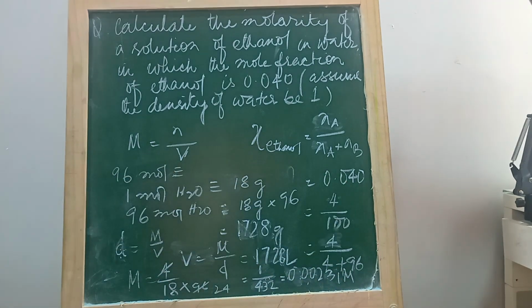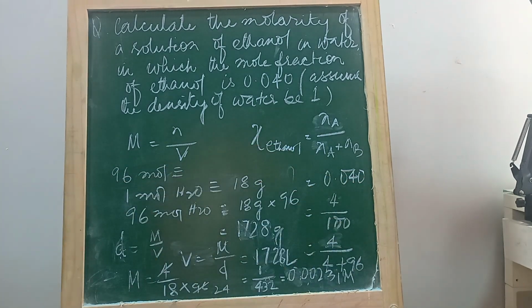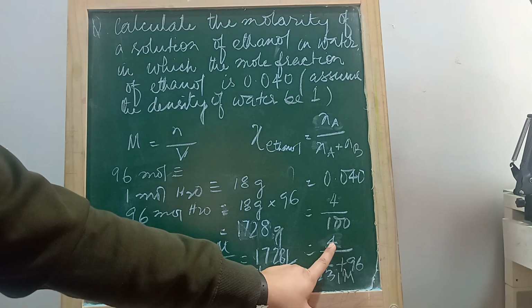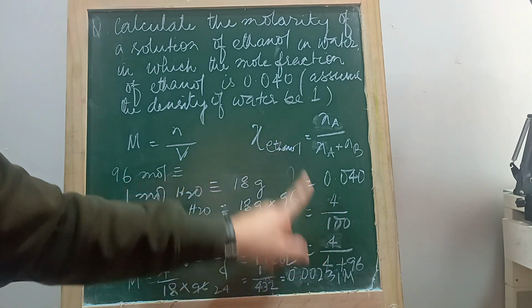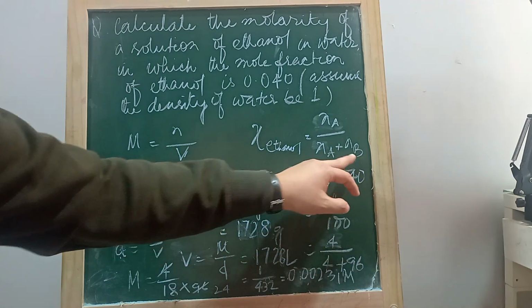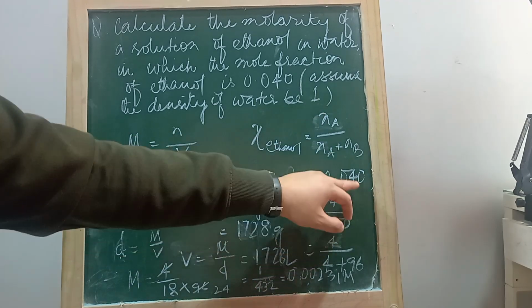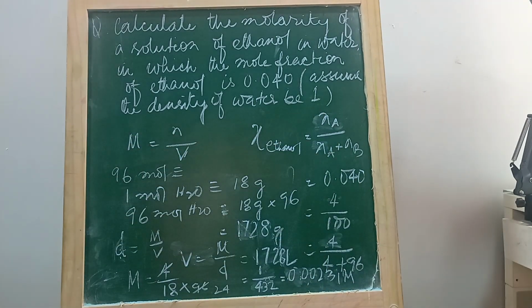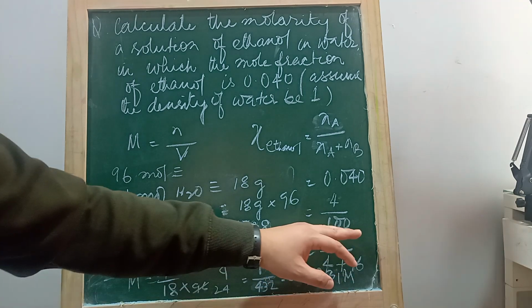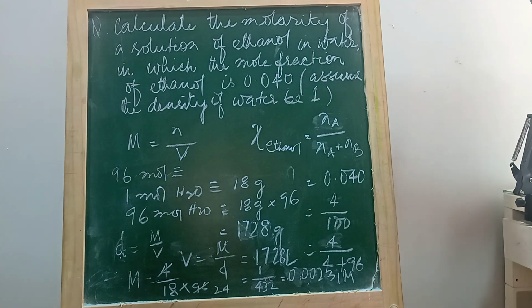As per the value of the mole fraction given, we are able to calculate that had there been 4 moles of ethanol, there will be 96 moles of water, because water is the second component, B. 4 divided by 4 plus 96 becomes 4 by 100. That is what the mole fraction means. So assuming that there are 100 moles of the mixture, 4 moles will be ethanol and the remaining 96 will be water. So the number of moles of water is 96.